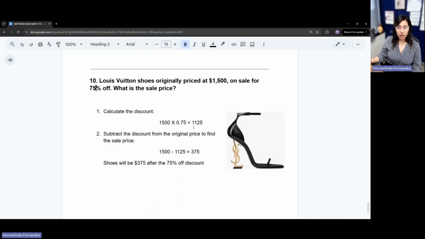And make sure you know that you are not done here, so that it's going to try to trick you, and this is going to be in the answer choices. You're not done. Now what you have to do is subtract the discount from the original price to find that sales price, okay? So the original price was 1,500 minus what we got for the discount, which is 1,125. So the total amount for this Louis Vuitton is going to be $375, okay? That would be after the 75% discount.